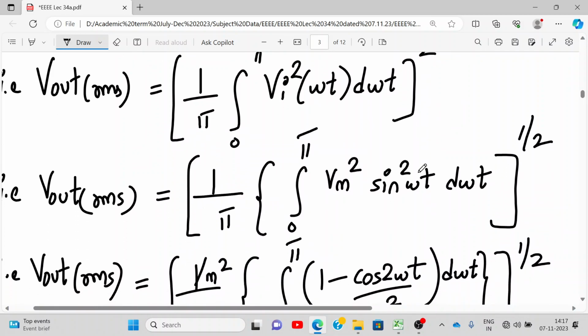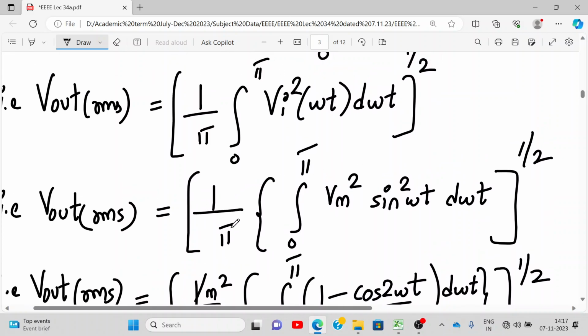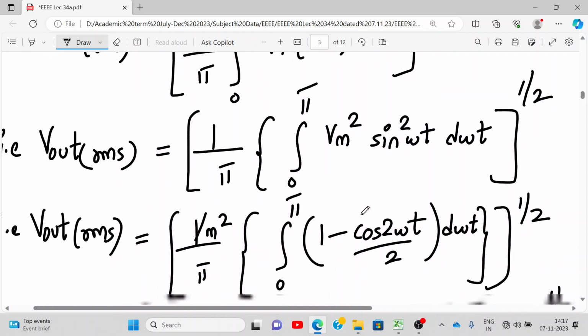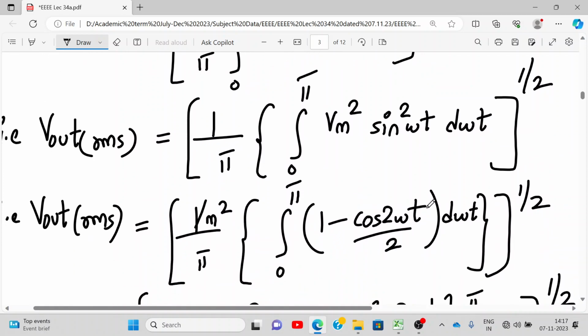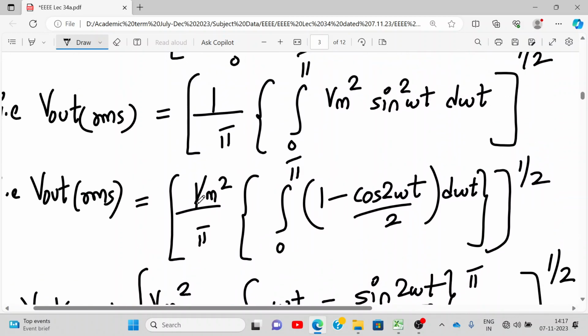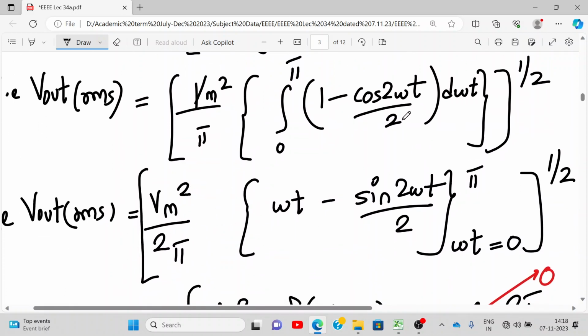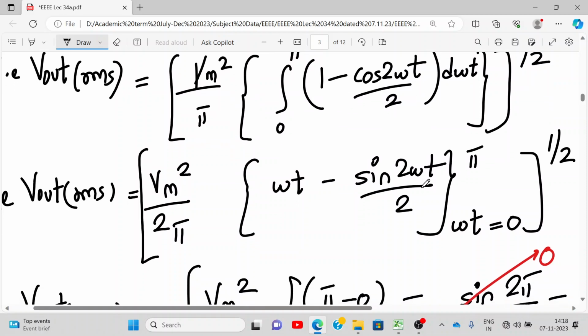Don't write this derivation, just listen to the final expression and how we get it. So we take 1 upon pi outside. What is the integral of sine square omega t? Basically sine square omega t is 1 minus cos 2 omega t divided by 2. This Vm we also take outside the integral because it's a constant. Then we'll get Vm square upon 2 pi. 2 we also take common outside. So we get omega t. What is the integral of 1? Omega t. Then the integral of cos will be sine, so sine of 2 omega t by 2.